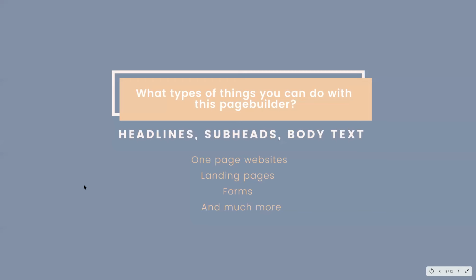So what are the types of things you can do with this page builder? One-page websites, actually. So let's say you're just starting out and you do not have any content, and you only have enough to fill one page. You can do that in the meantime while you're building out content. So this page builder actually does a great job with helping you set one up.